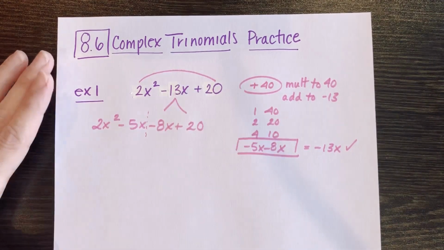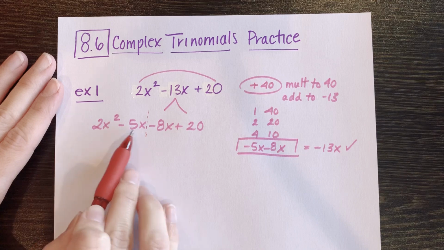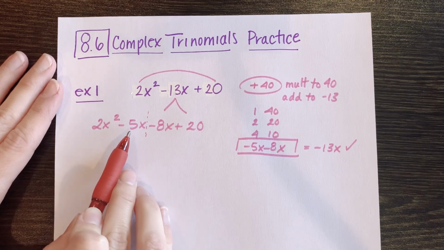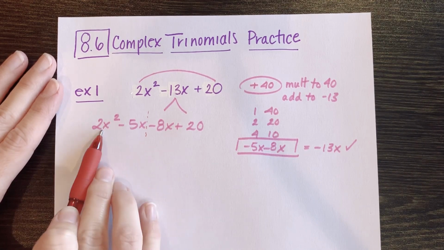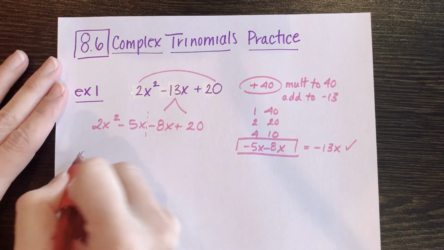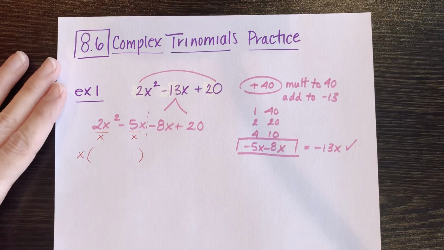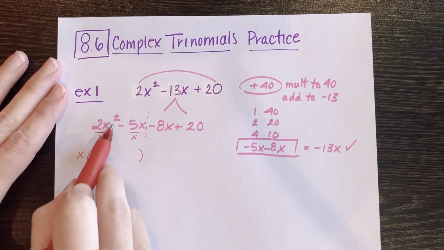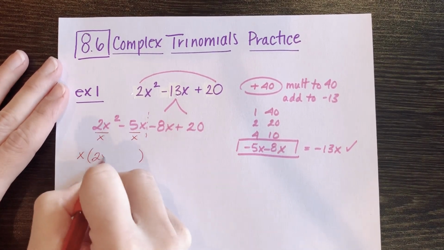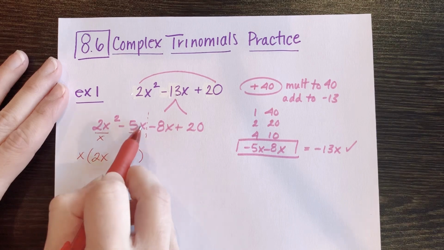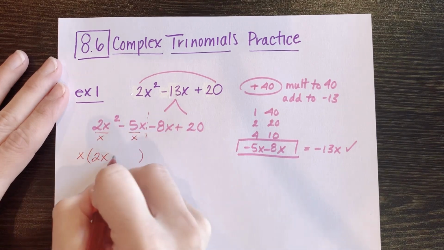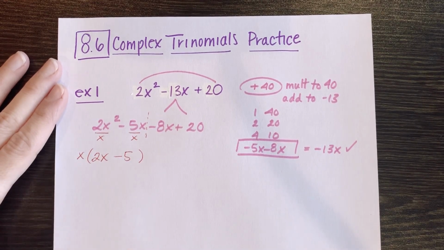I cut it down the middle. I'm looking for a GCF just of my first 2 terms. And the only thing these 2 terms have in common is an X. So I'm going to take out an X from both of those 2 terms. When I do that division, I'm left with a 2X. When I do negative 5X divided by X, I'm left with minus 5.